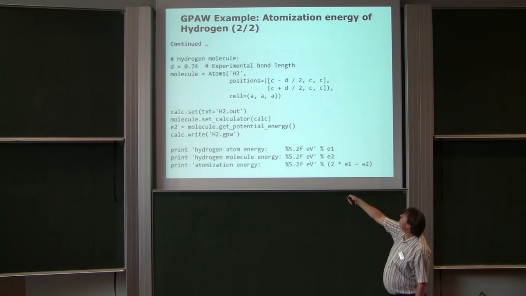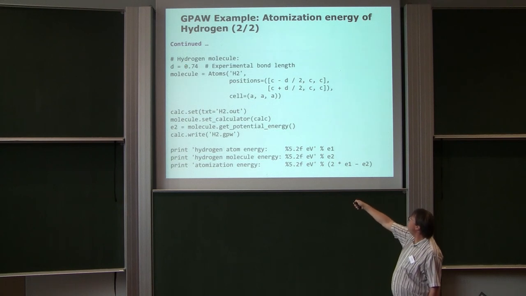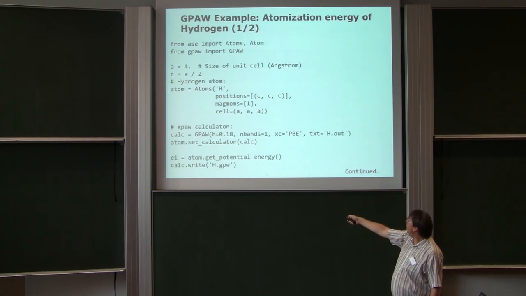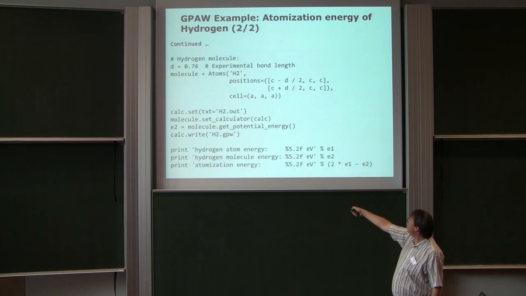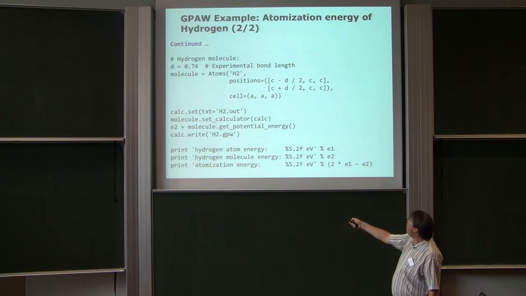Then you calculate the hydrogen molecule. So here's the bond length. Then now I put up 2 H atoms, and I give the 2 positions. Still use the same cell. I change one of the parameters here, maybe the name of the text file. You can change most of the parameters if you want. Again, I attach the calculator to the molecule object. I ask for its energy, write the wave functions and stuff.